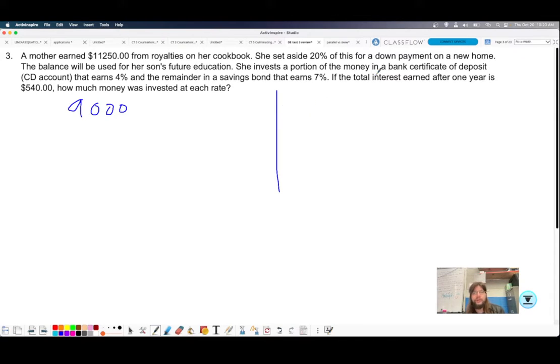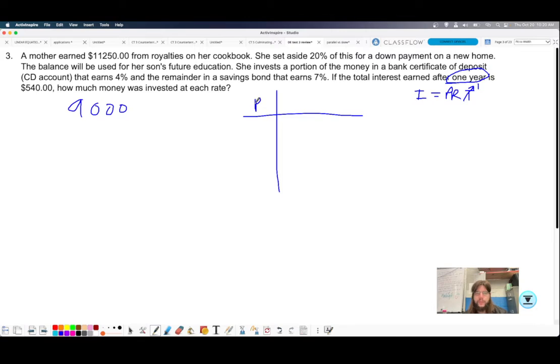Now you have to remember, interest is equal to principal times rate times time. However, time is going to be 1 because it's always going to be 1 for our cases. It's either going to be annual or year or something that's going to make one year, you see? 1 year. That's why T is 1. So all we're worried about is the principal and the rate and the interest.